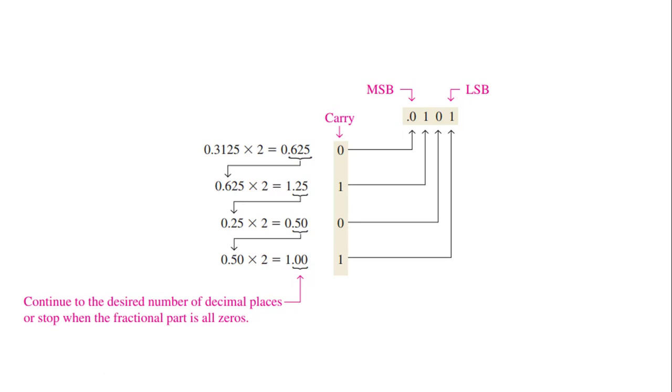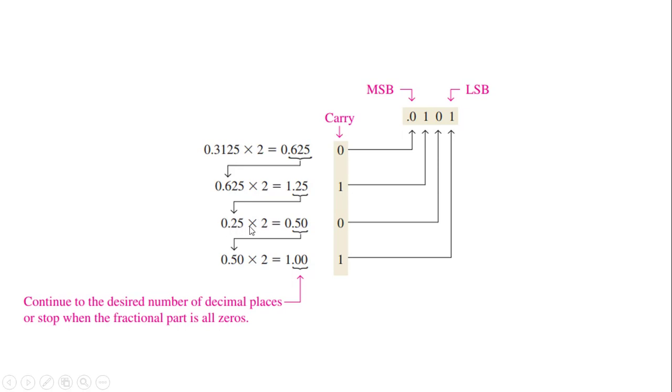In the first step, we multiply the decimal fraction by 2. So we get this: this is the fraction part, and this is the whole part. The whole part is 0, which represents the carry. We have to multiply again the fraction part of the product. 0.625 is the fraction part. Multiply 0.625 by 2 and we get 1.25. Again the fraction part is 0.25 and the whole part, or the carry, is 1. Now we have to multiply 0.25 again by 2.